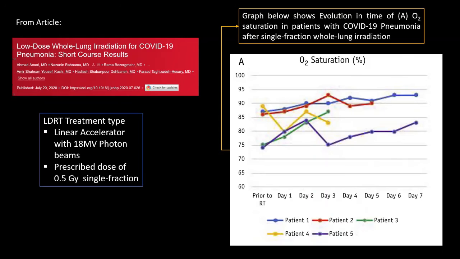A pilot clinical trial carried out by Ahmad et al. reported that a single fraction of 0.5 gray was delivered to the whole lungs using a linear accelerator with 80 MV photon beams to participants between 60 and 84 years old. With a response rate of 80%, this treatment had an encouraging result in oxygen-dependent patients with COVID-19 pneumonia.